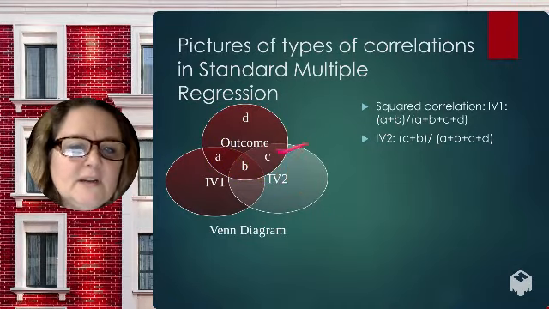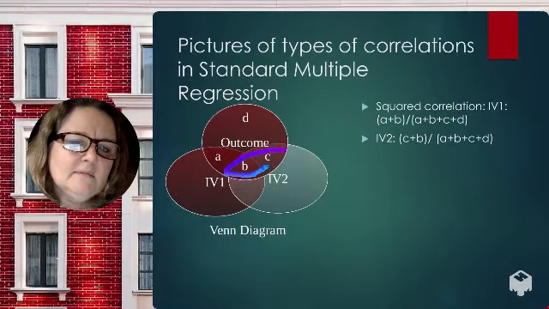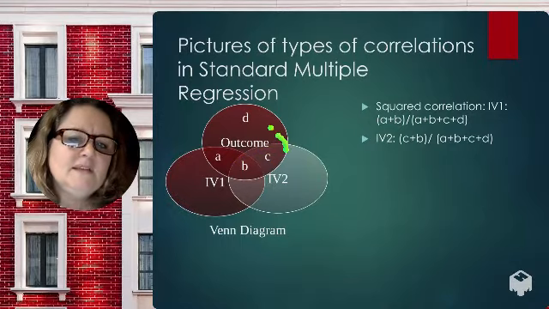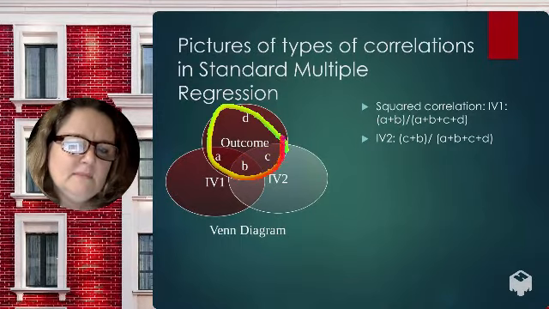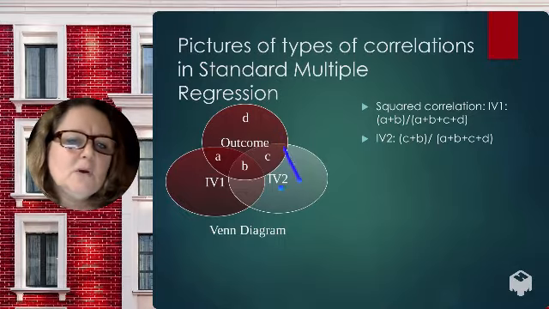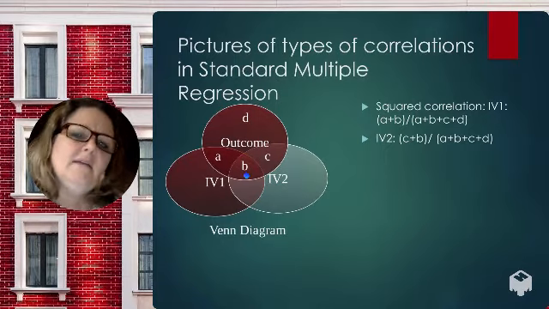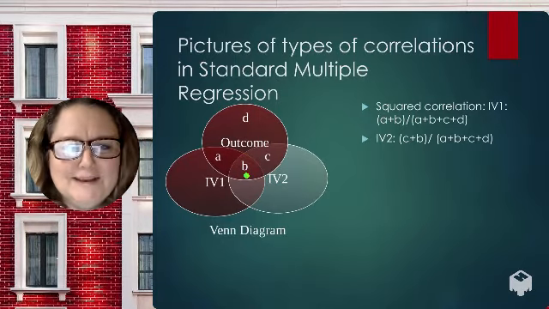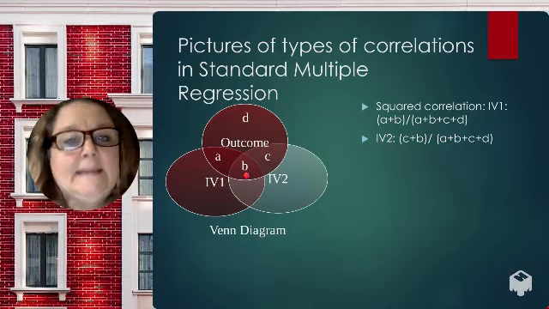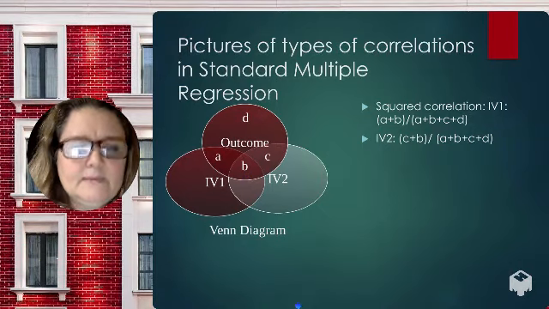Independent variable 2, in contrast, would be C and B, right? Compared to A, B, C, and D, which is 100% of the outcome, right? You get that percentage. But of course, if you're doing IV1, IV2, and you're presenting both, you're using B twice here, which is why the standard squared correlation is not ideal. But it's information.